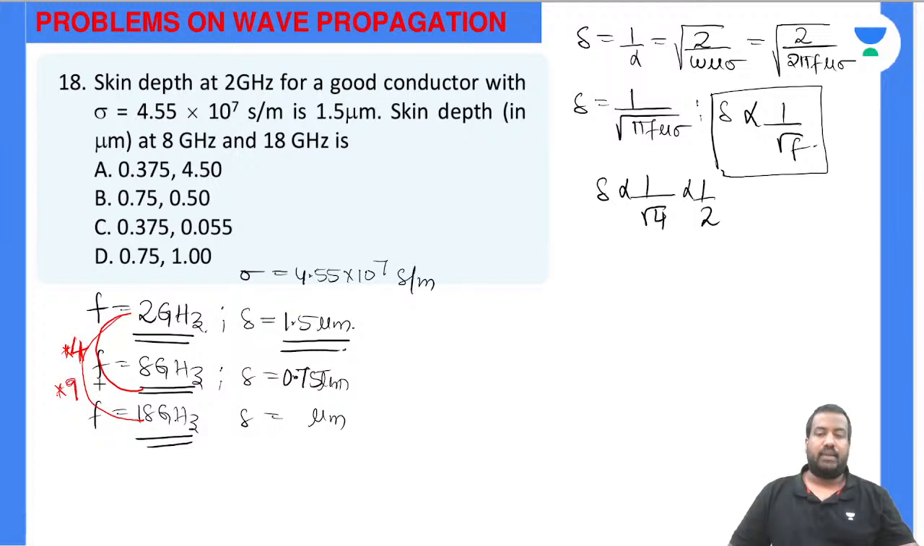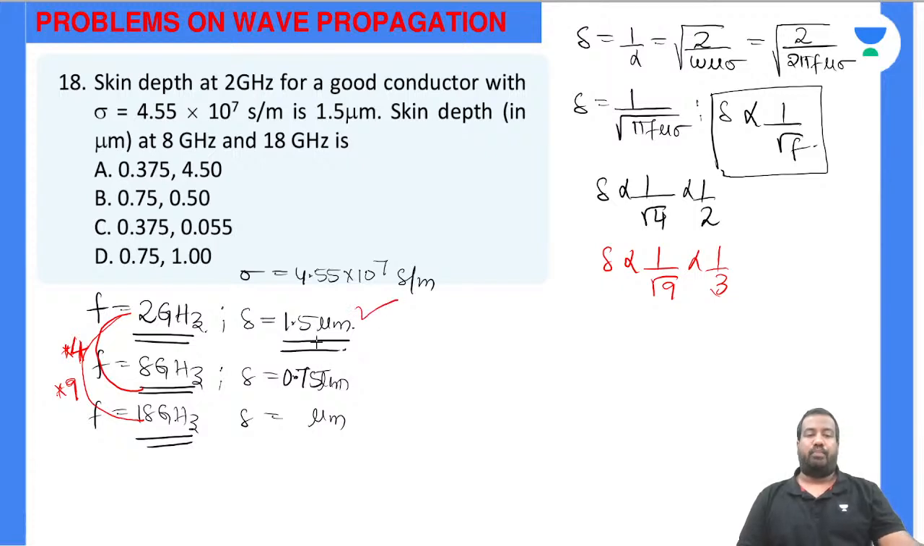Now if you compare 2 to 18, how many times has it increased? 9 times. It is increased by a factor of 9 times. Delta is proportional to 1 by under root 9, which is 1 by 3, one third of the previous value, 1.5 by 3, 0.5 micrometer. So the answer is 0.75 and 0.5. Option B is the answer.